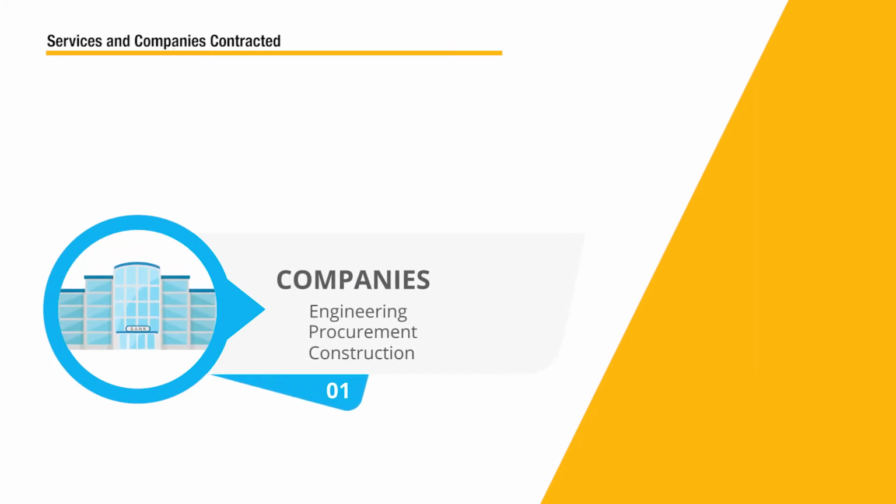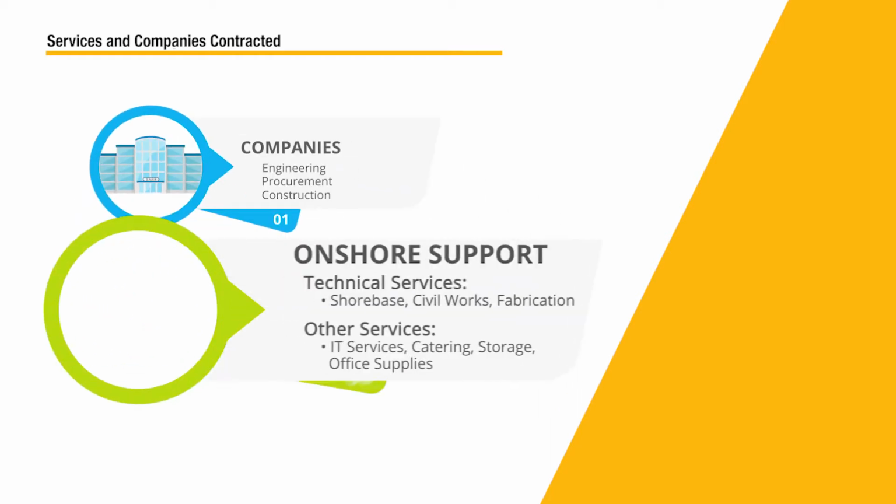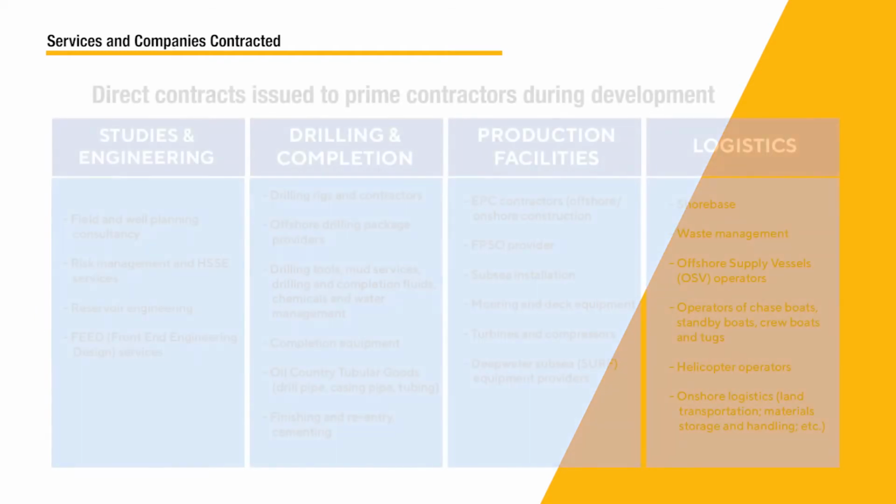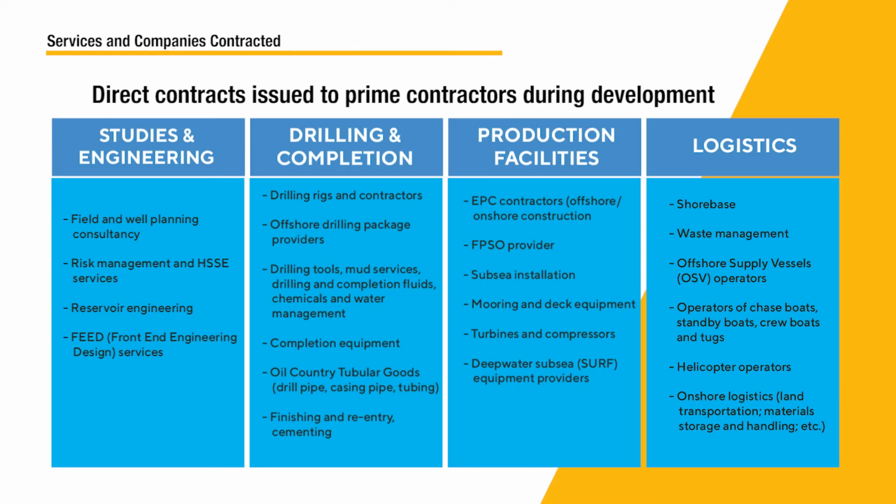Take, for instance, engineering, procurement, and construction companies, or EPCs, which provide a broad range of services, and each of these EPCs will require onshore support like IT services, catering, storage, and office supplies. Each of the development activities listed will require contracts with different Tier 1 suppliers or prime contractors.